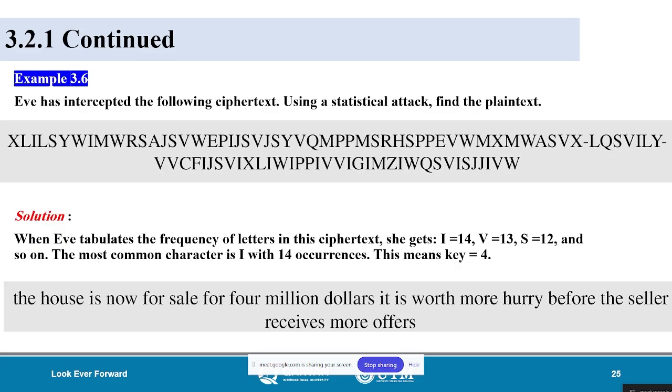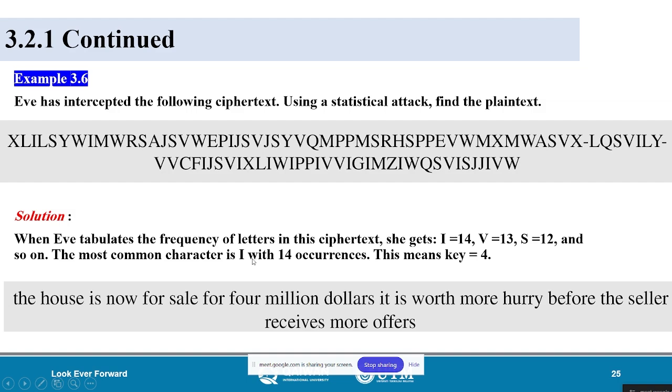Example 3.6. Eve has intercepted the following ciphertext. Using the statistical attack, find the plain text. You might say that, well, Eve will take this part, let's say 1, 2, 3, 4, 5, and she will try all the keys and so on. However, no, there's something else. Eve tabulates the frequency of letters in the ciphertext, and she gets that I is equal to 14, V is equal to 13, S is equal to 12, and so on.